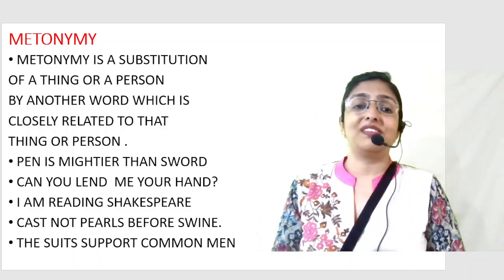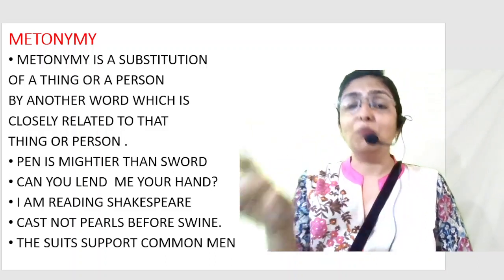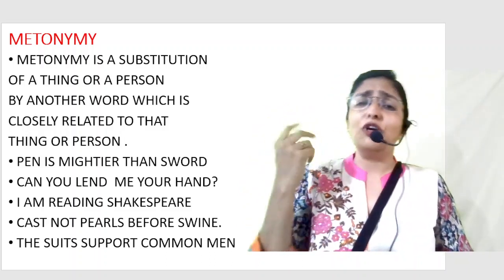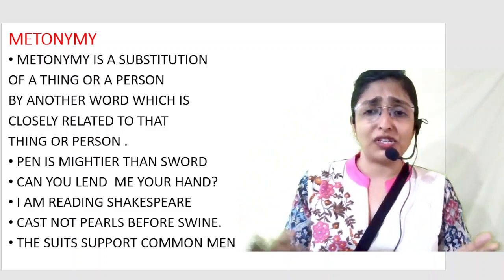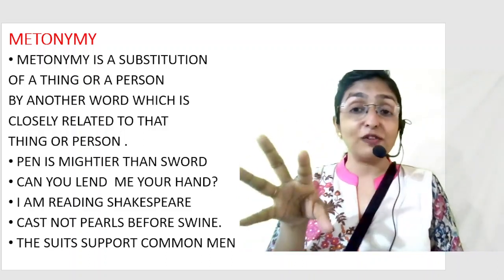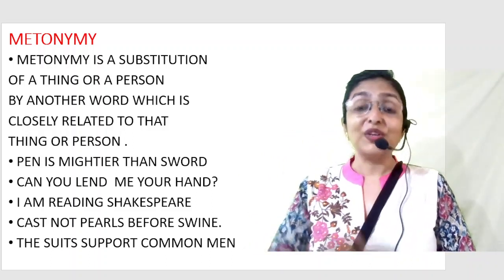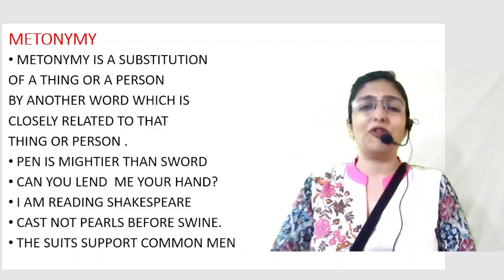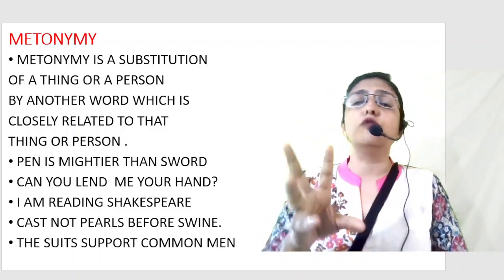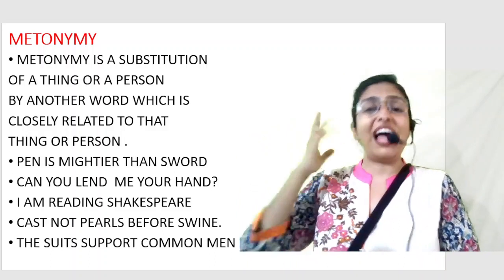The next example is "Cast not pearls before swine." Swine means pig. Pearls here represent anything that is good: good beliefs, good opinions, suggestions, advice, thoughts. The inner meaning of swine is bad people. So pearls is a metonymy for good thoughts or good beliefs, and swine is a metonymy for bad people. So what does the sentence mean? It is futile or useless to do something good or speak something good to bad people.